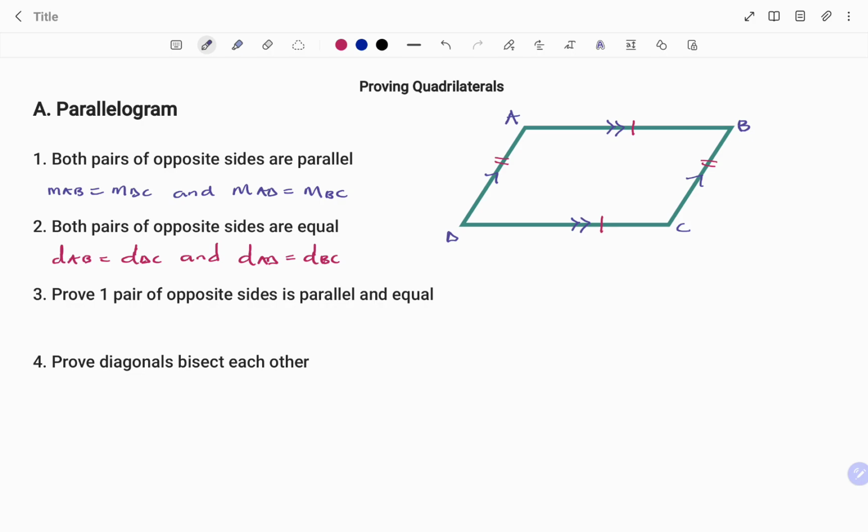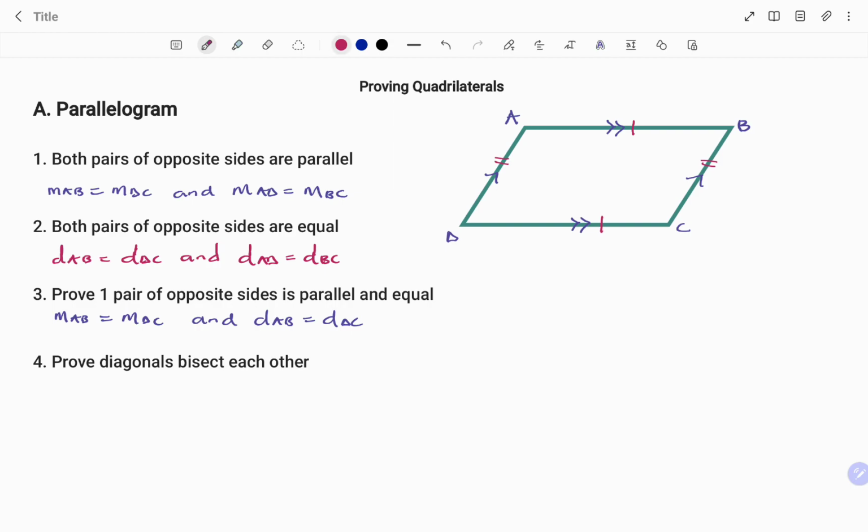The third option is you can prove that one pair of opposite sides is parallel and equal. That is, you can prove that the gradient of MAB, or the line AB, is equal to the gradient of line DC. That shows that those two lines are parallel. And you can prove that the distance AB is equal to the distance DC.